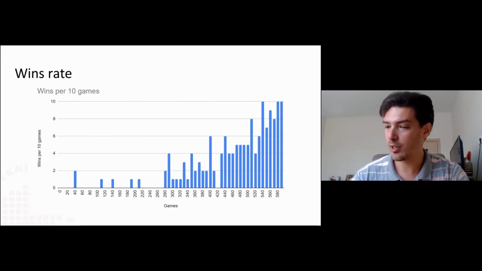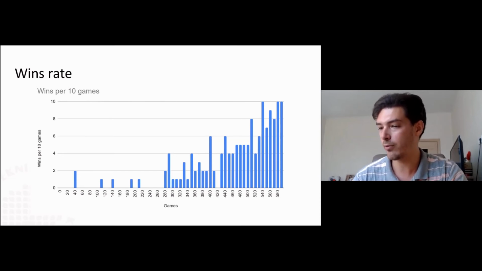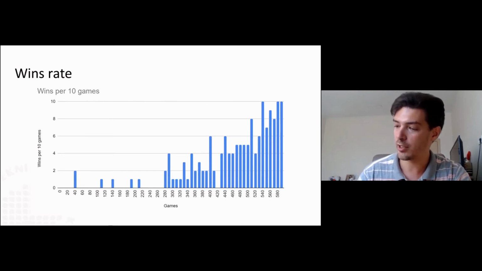And another diagram that shows the win rate. So how many wins we have per 10 games. And it also goes up exponentially while it comes to 600 games.